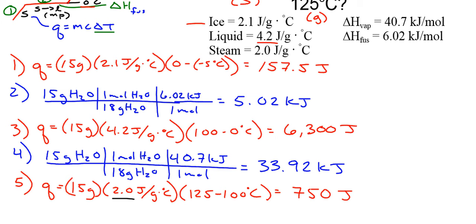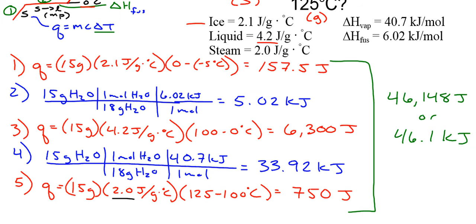Now it is your decision whether to put it in joules or kilojoules if they did not specify. By adding them all up, you get 46,148 joules. Usually when you're into the 10,000s of joules, it is more appropriate to put it into kilojoules. So it would result as 46.1 kilojoules of energy needed to be absorbed to go from ice to steam at those temperatures and that amount.